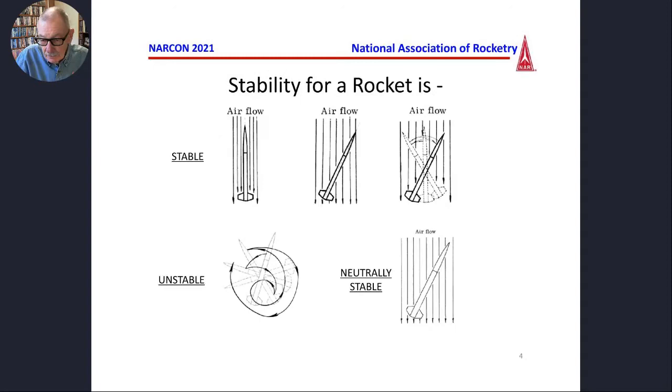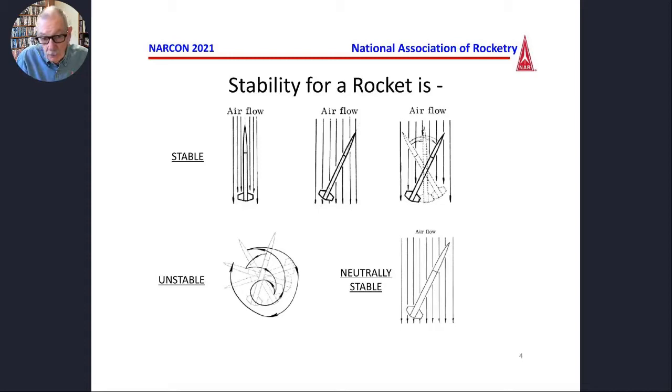Now, for a rocket, that means flying in a predictable fashion, following the airflow. If it gets displaced and it's flying so it's not facing into the airflow, a stable rocket will move back into the airflow, and it may rock a little bit, but it will eventually damp out and go in the direction of the airflow again. That is stable, a key concept of stability for a rocket.